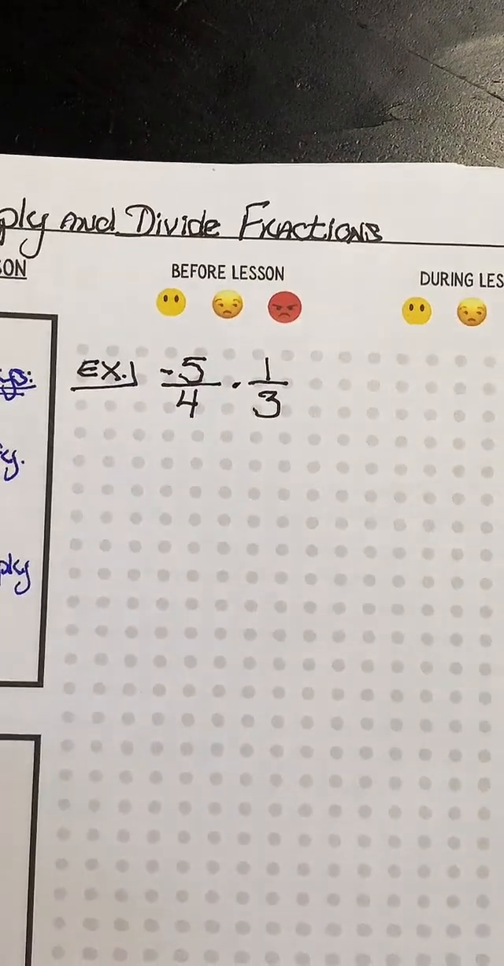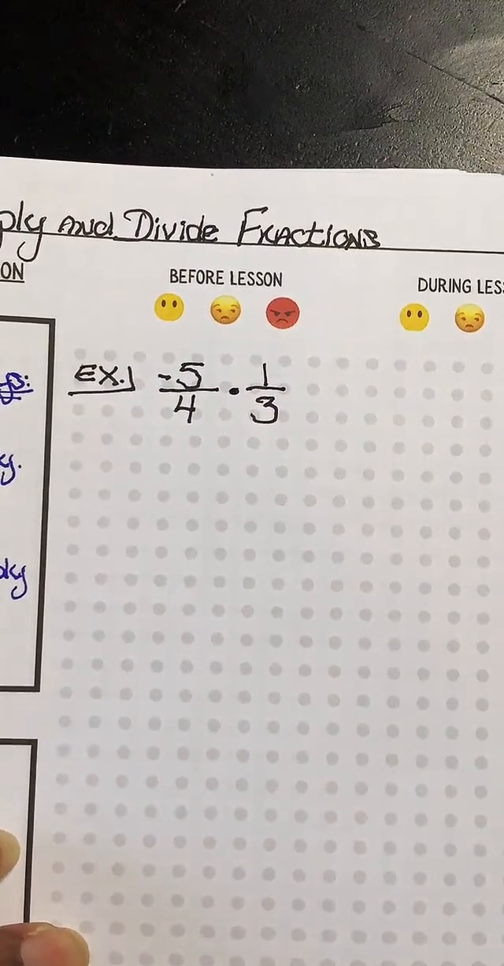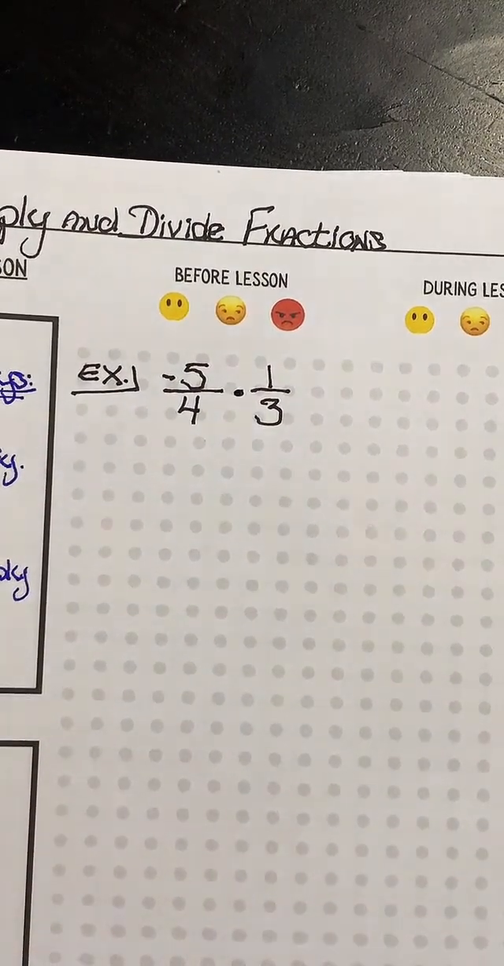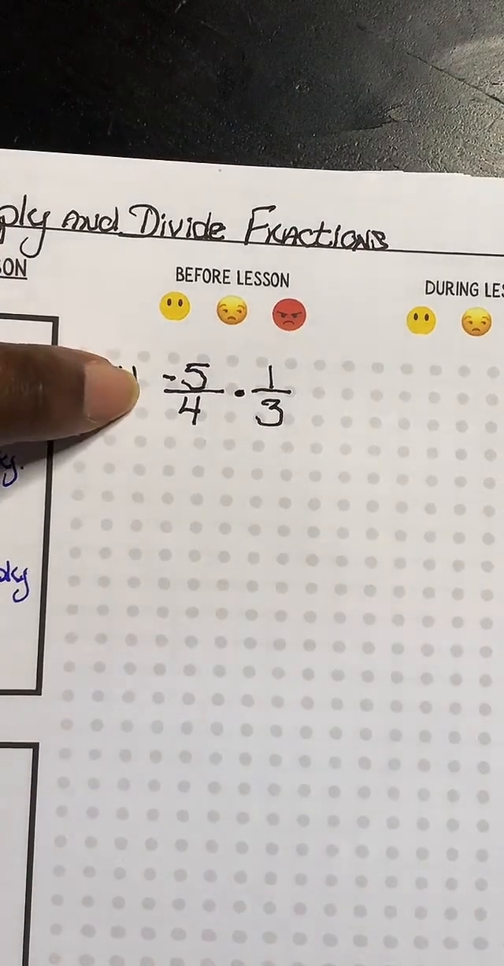All right, well, thank you for getting me to the 1K. Here we go. So we have negative 5/4 times 1/3. With the negative 5/4, you might see the negative kind of off to the side.